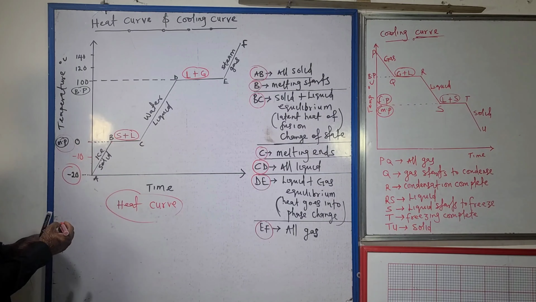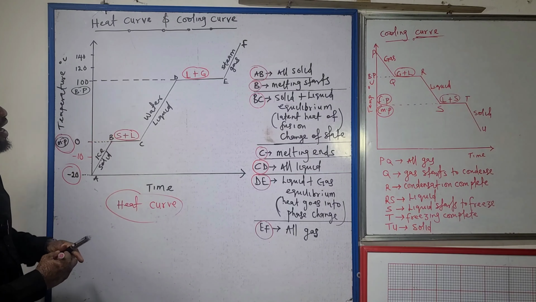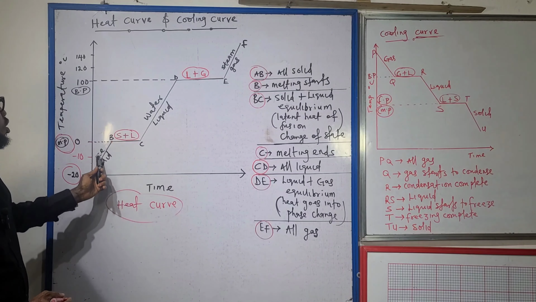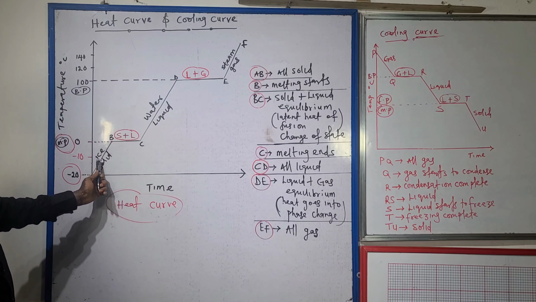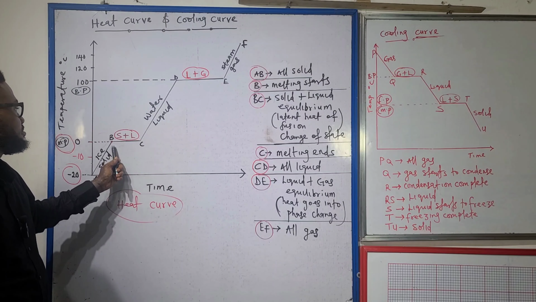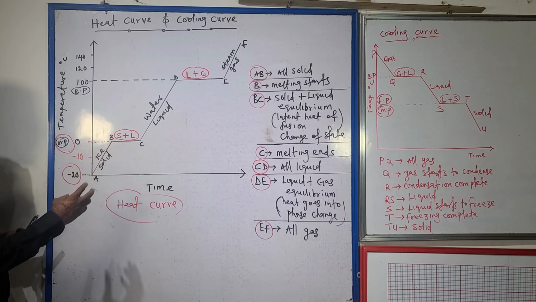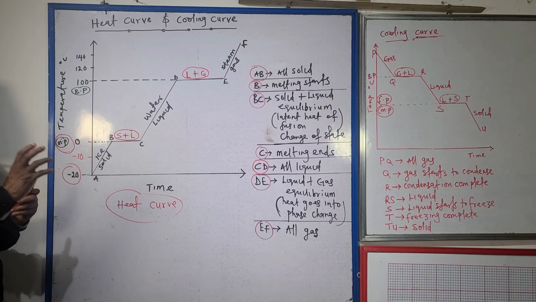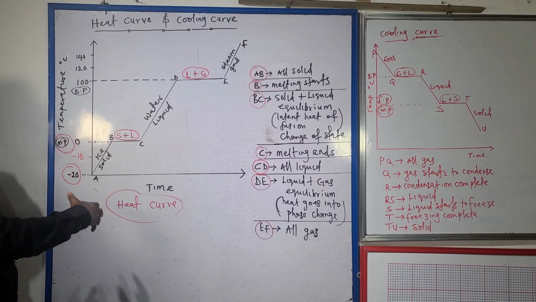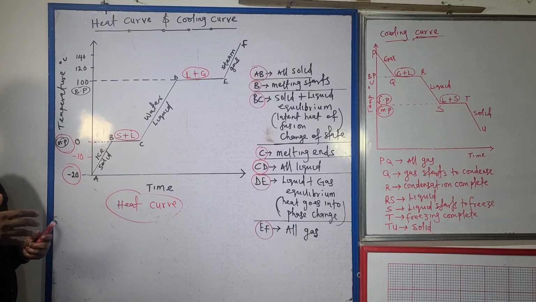At this point, this is called the melting point. What happens at this point? As you can see here, AB, what we have for this material are all solid. In this case, we are using ice as an example, and then at B, melting starts. Now, at this point, if we continue to apply heat, we need to know that the heat is not going to manifest as an increase in temperature. It's not going to show as an increase in temperature.